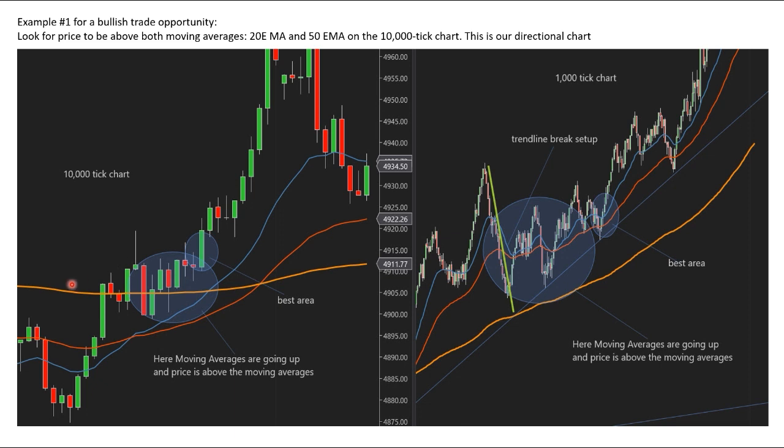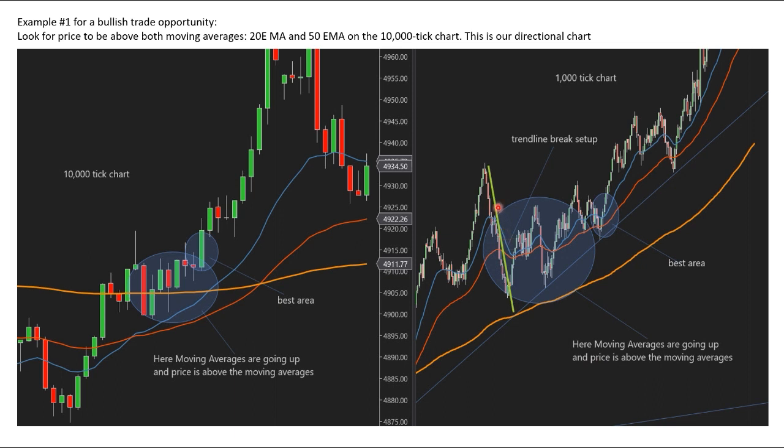So the real rule is price must be above the 20 and 50 exponential moving average, and the 20 must be above the 50. Okay, then we have the conditions that are ready for a trade trigger setup. Okay, and on the right, from a distance we can see one of the triggers is a trend line break. The trend line comes down this way.